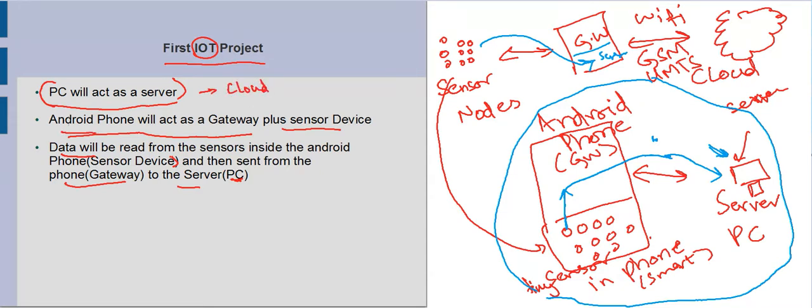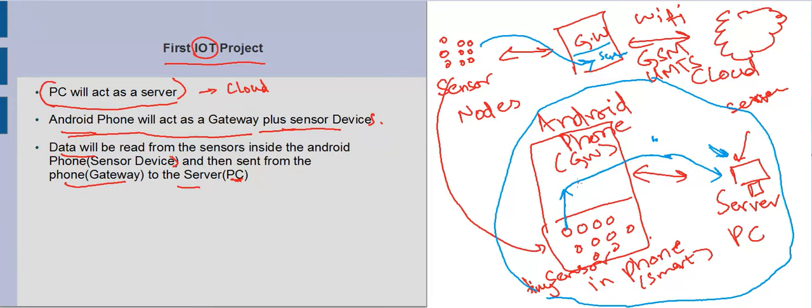The Android phone will act as a gateway plus the sensor devices, as we described here. The phone is going to be the gateway plus the sensor devices that are located here, all those sensor devices like temperature, pressure, accelerometer, proximity, rotation vector, orientation, all those light sensors that are located on our Android phone, plus the Android phone contains this app, which is going to read these values from the sensors. All this is going to act as a gateway plus the sensor device.